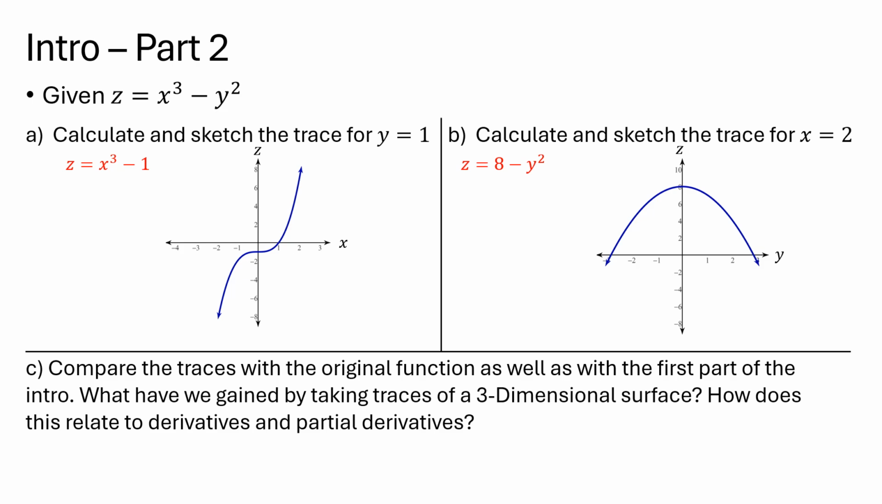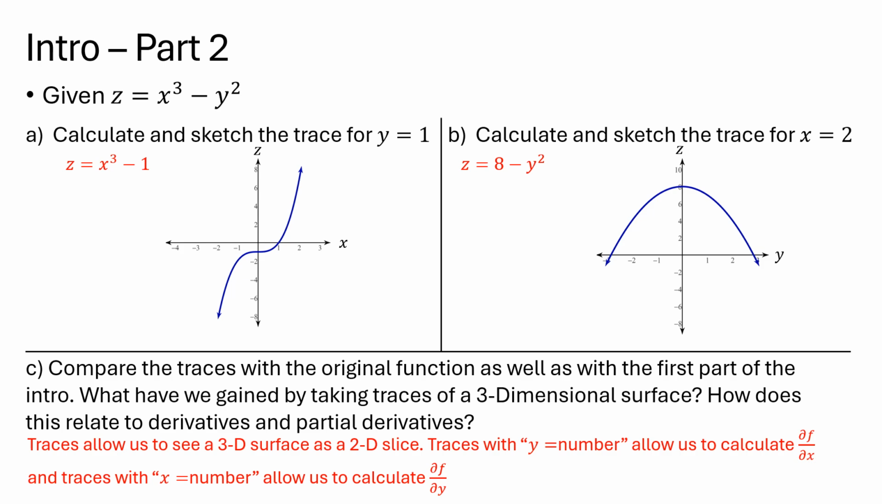Now, with each of these, we can calculate tangent lines. The first one would be the derivative of z in terms of x, and the second one would be the derivative of z in terms of y. So these are tangent lines parallel to the x-axis in the case of part A, and parallel to the y-axis in the case of part B. And for that reason, these are the partial derivatives of the function.